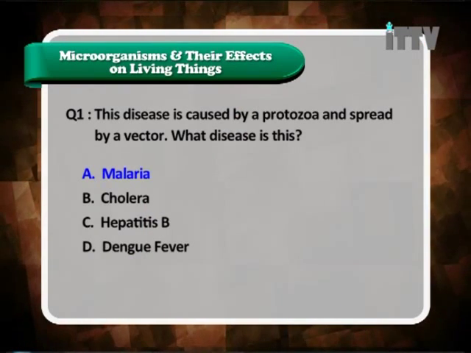Now, it is caused by protozoa and spread by a vector. For protozoa, as we know, there is only one. It's malaria, and the vector involved here is a mosquito. So therefore, the answer is obvious, A.